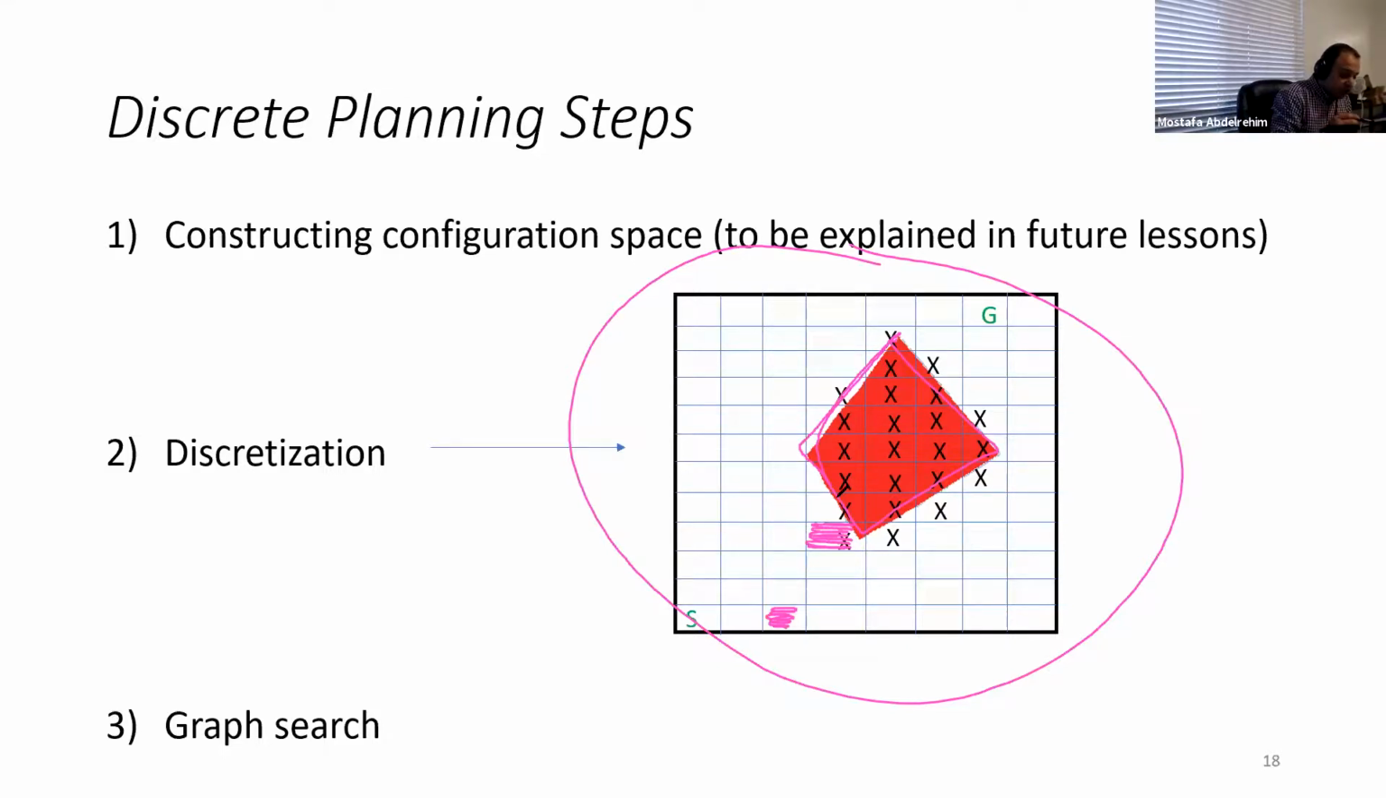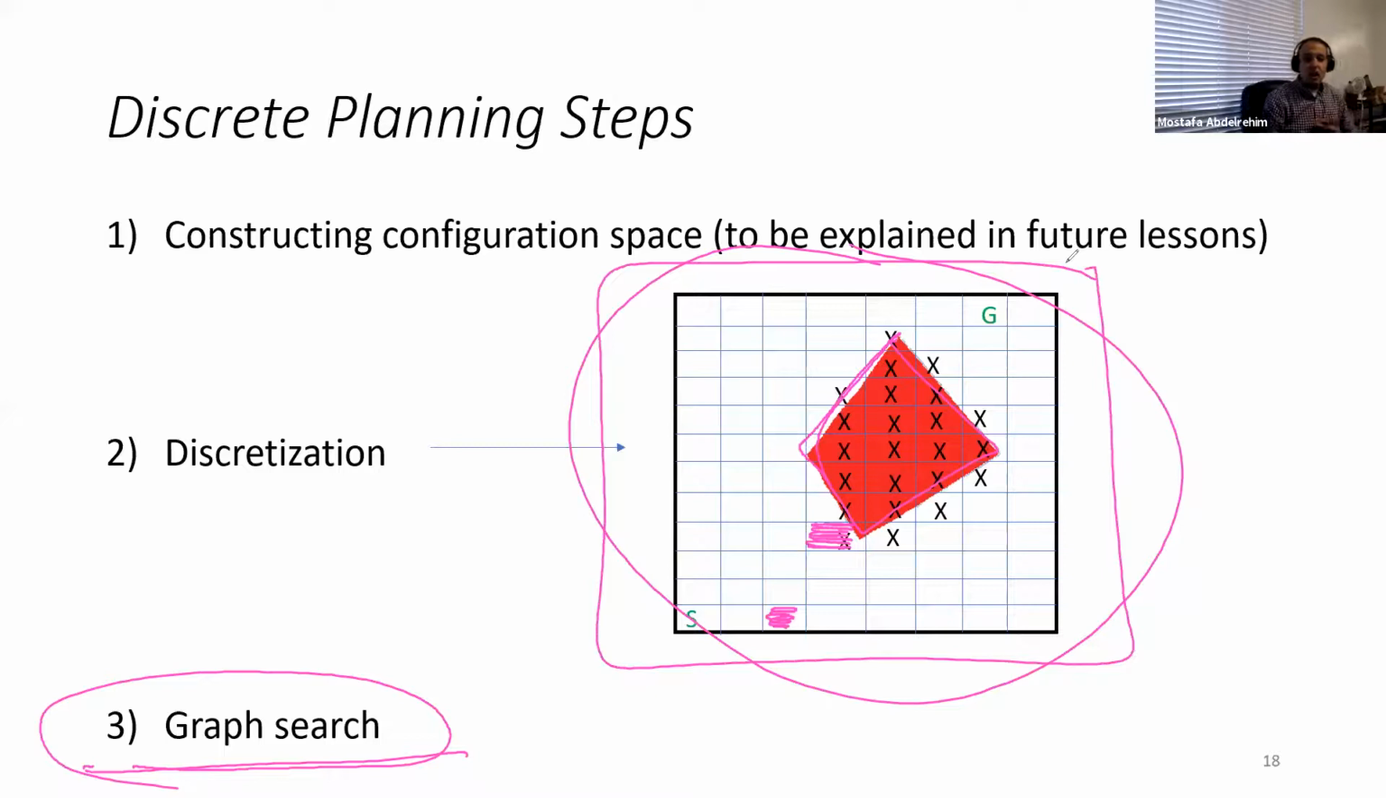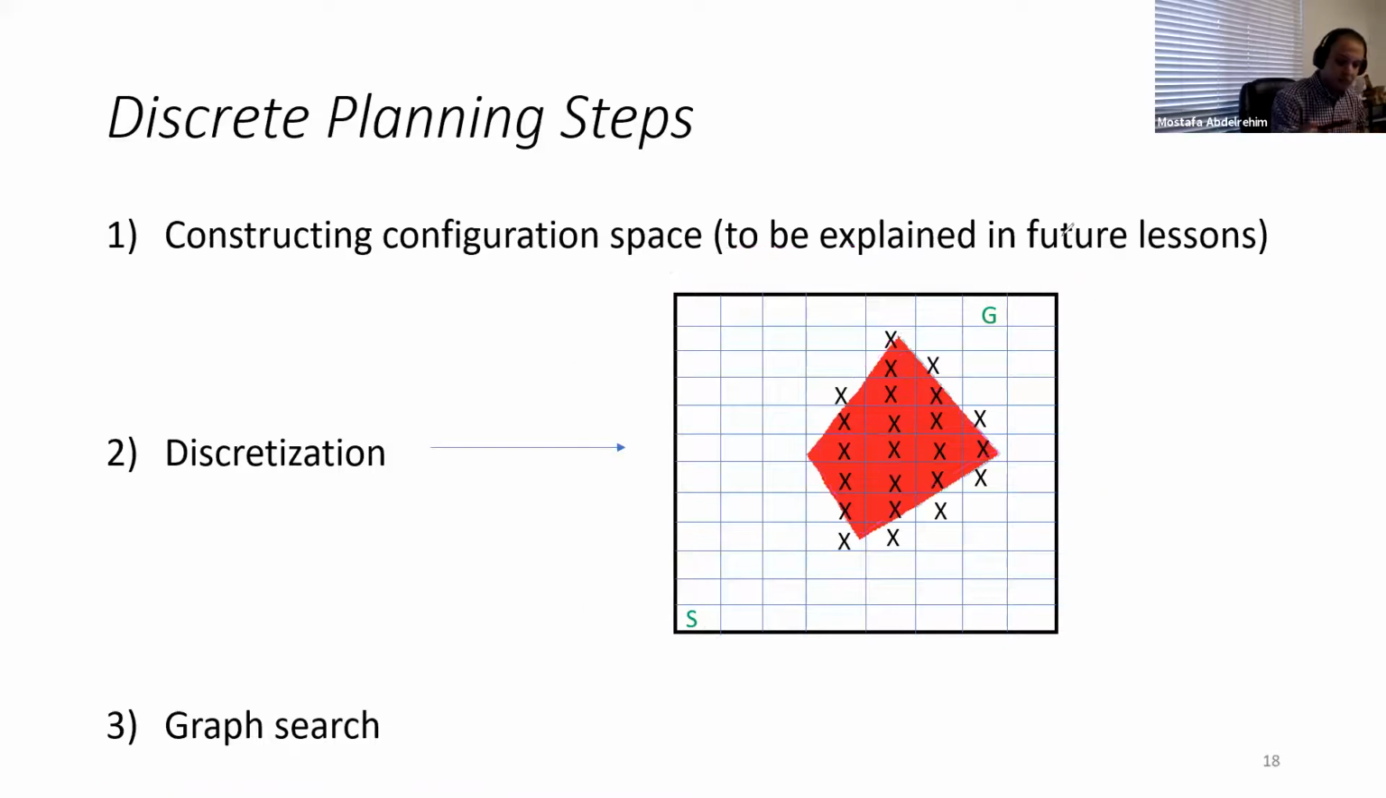The third step, which we will start with because this is the easiest one and the most convenient for understanding, is the graph search. After constructing such a map, knowing what are the free cells and what are the occupied or forbidden cells, how can we construct a path between a source and destination?